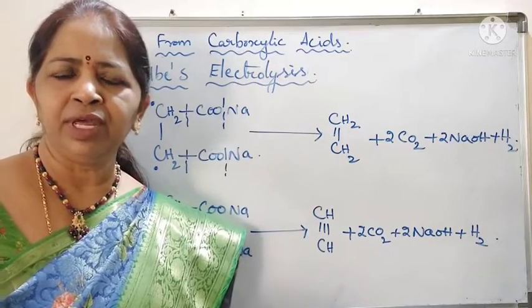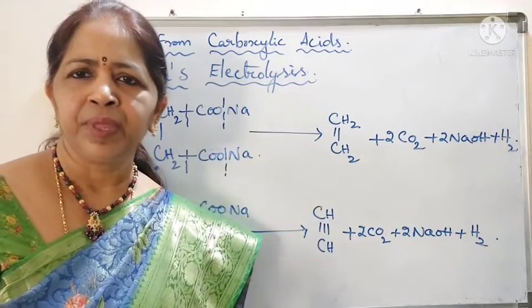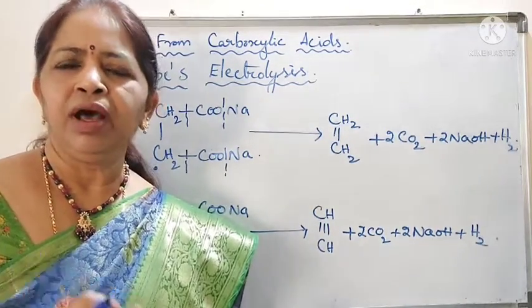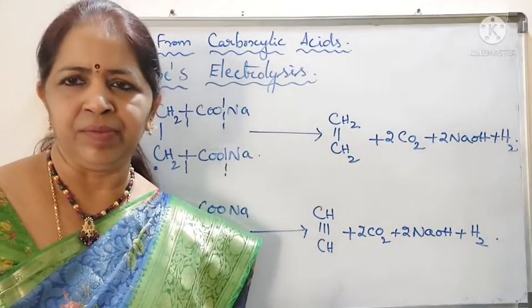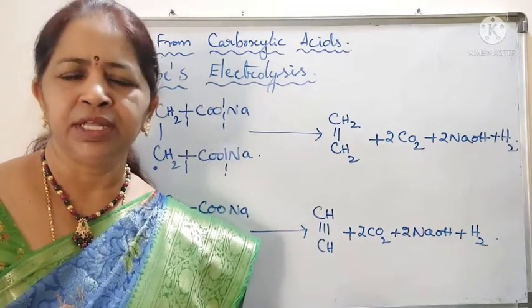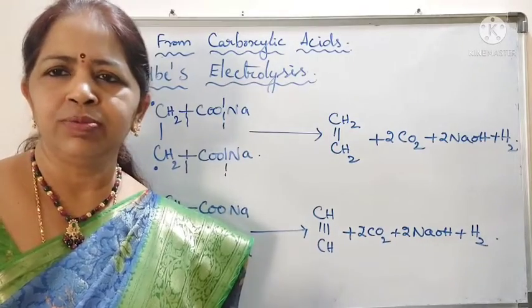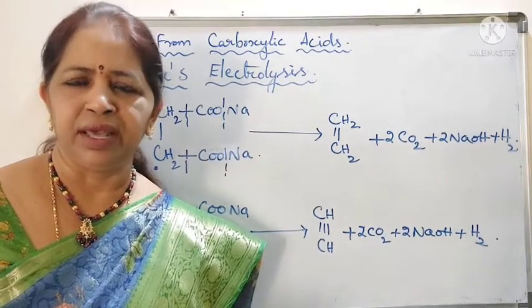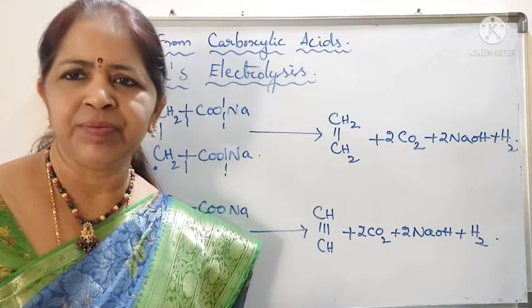So by Kolbe's electrolysis method, we can prepare alkanes, alkenes and alkynes, all having an even number of carbon atoms. That is the limitation of this reaction: we cannot prepare methane by using this reaction. Methane cannot be prepared by using Kolbe's electrolysis reaction. That is also an important objective question.